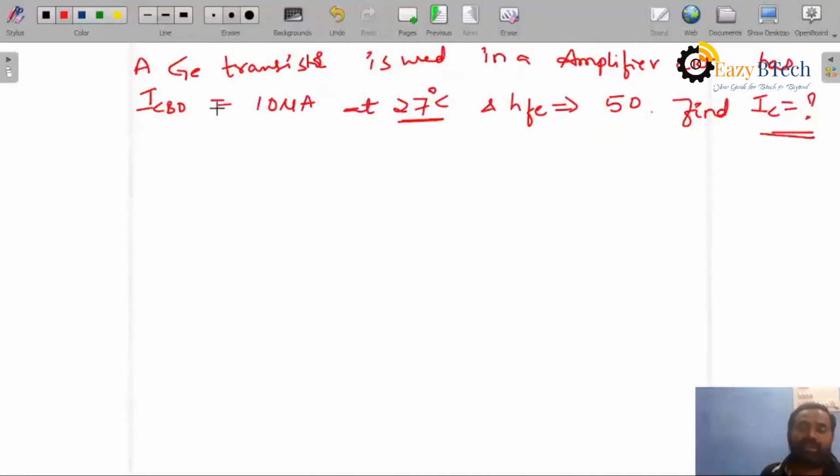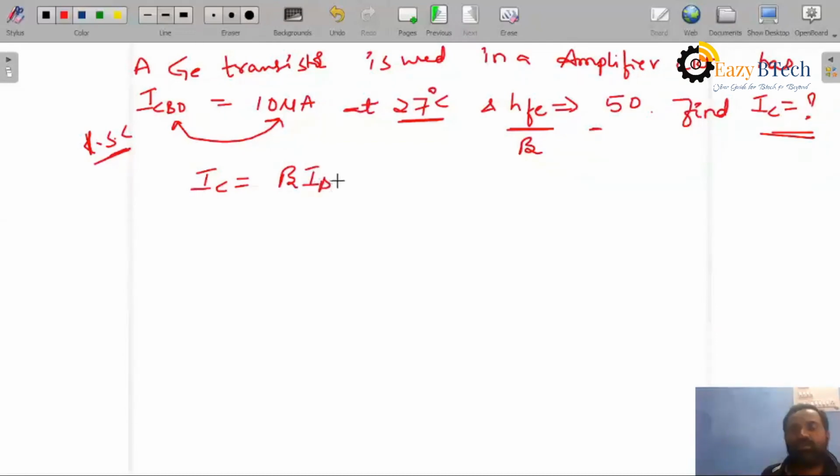Now germanium transistor given and here ICB0, this is a reverse saturation current, and HFE means beta 50 given. What is the formula? IC is equal to beta IB plus 1 plus beta into ICB0. This is the formula for the collector current.